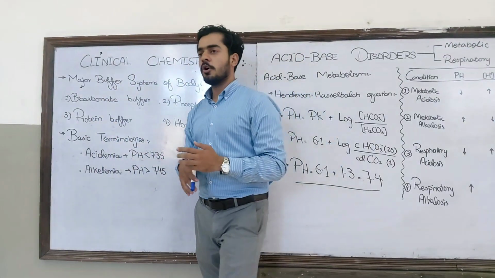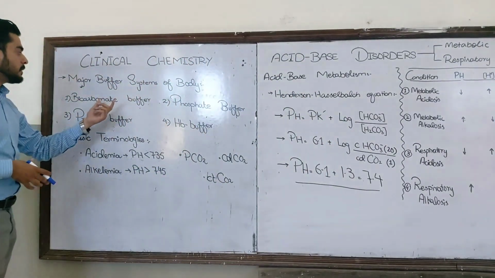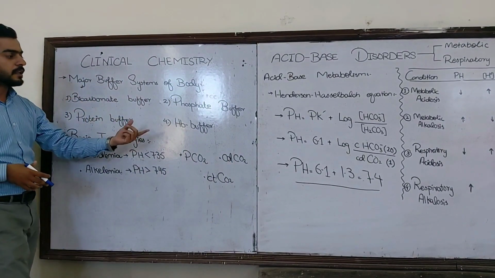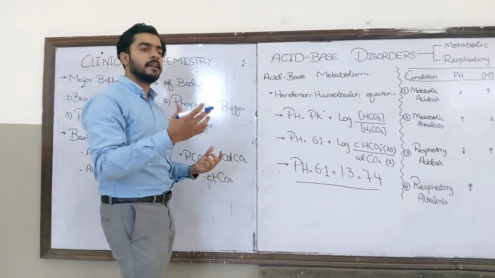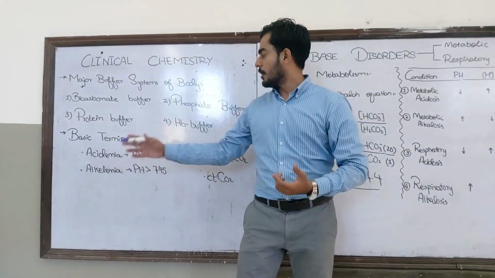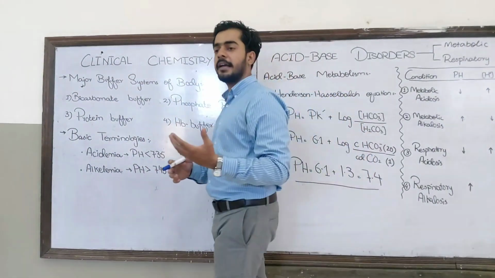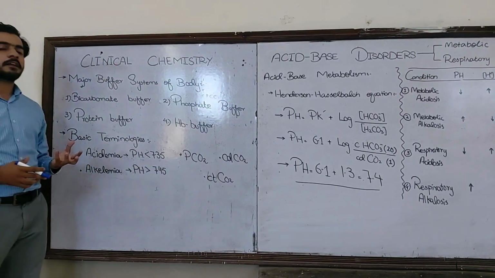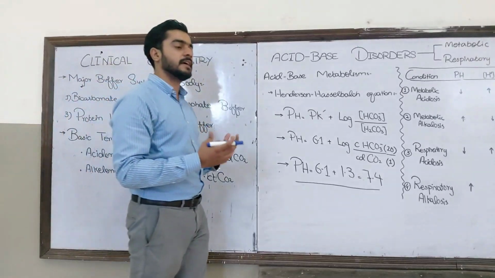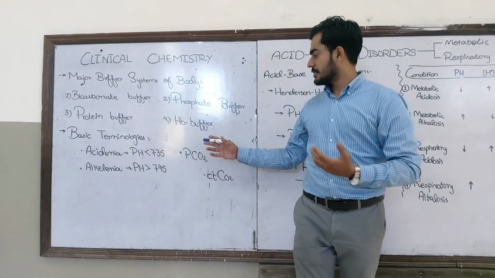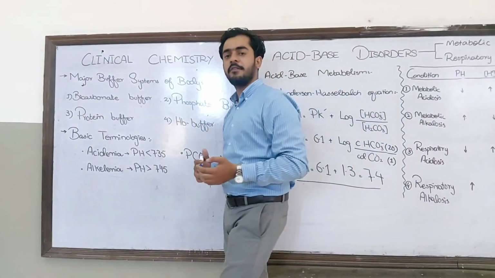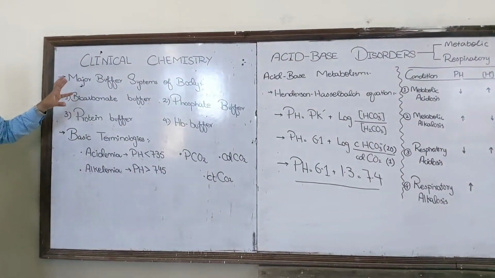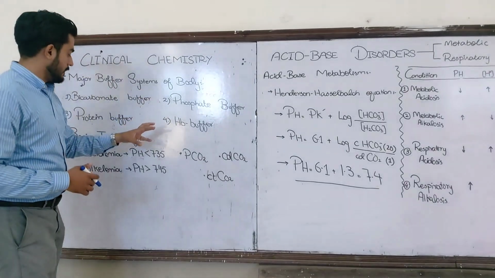The things which function as major buffers in our body are the bicarbonate buffer system, which includes bicarbonate ion and carbonic acid; the phosphate buffer system, which includes phosphate ion and phosphoric acid; protein buffers, in which proteins function as buffers; and lastly the hemoglobin buffer, in which hemoglobin functions as the buffer. So these are the major buffers of the system.